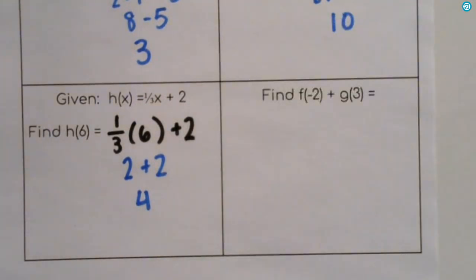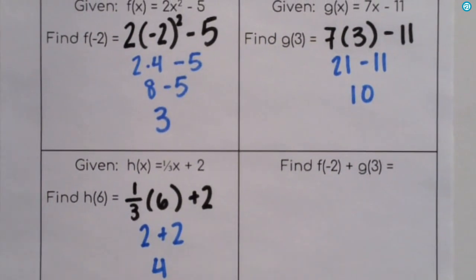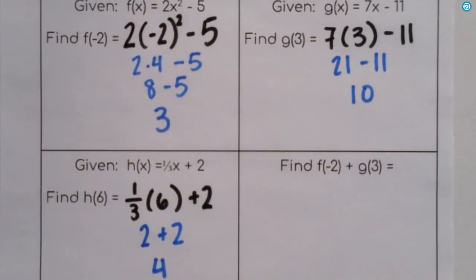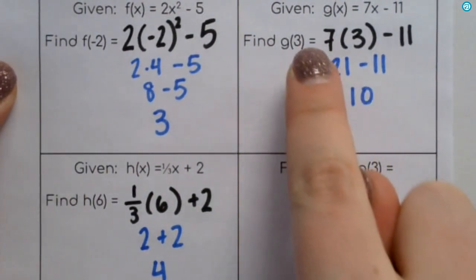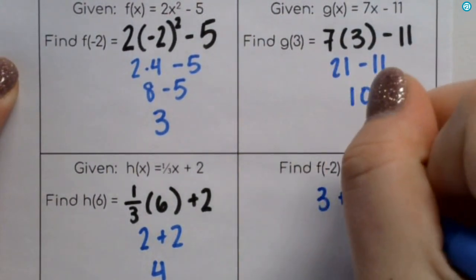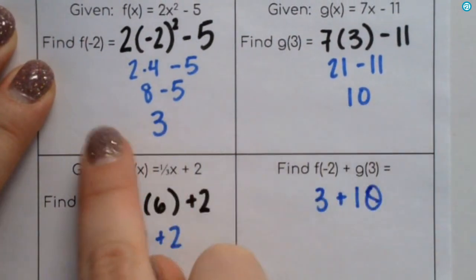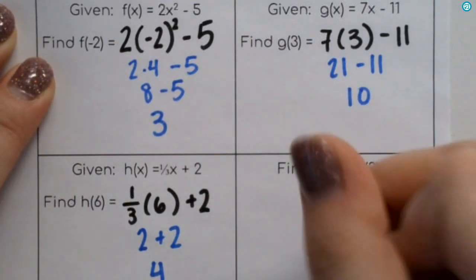All right, the last problem here asks us to find f of negative 2 plus g of 3, but it doesn't give us any other information. We have already found f of negative 2. So our f function, when we plugged in negative 2, was 3. So f of negative 2 was 3, plus g of 3 was 10. So we are being asked to use that function notation, find what our answer was here, find what our answer was here, and just add those together. So 3 plus 10 is 13.